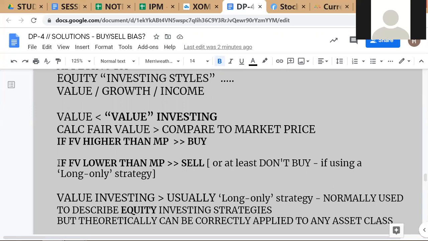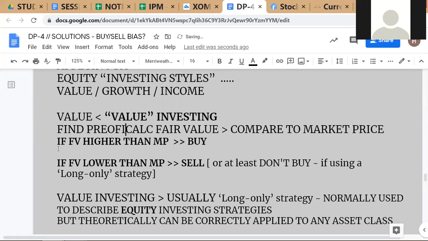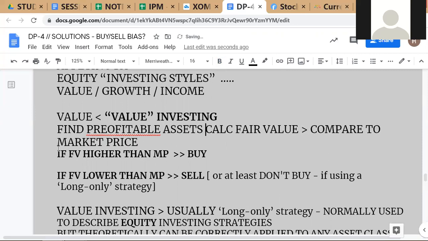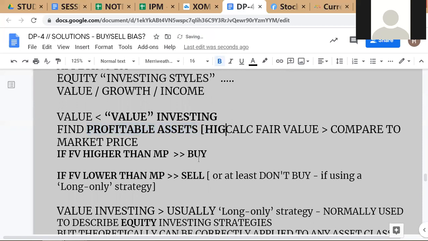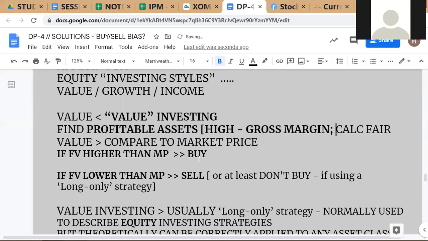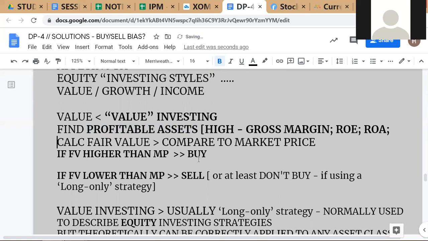Essentially, the idea of value investing is to find profitable companies. Return on equity is one index. Let me write assets instead of companies, because it is more general, so you can apply it in debt also. So the first thing is to find profitable assets, which means high gross margin. You can look at many indices: gross margin, then ROE, and ROA. These are typically the things that you would look at.